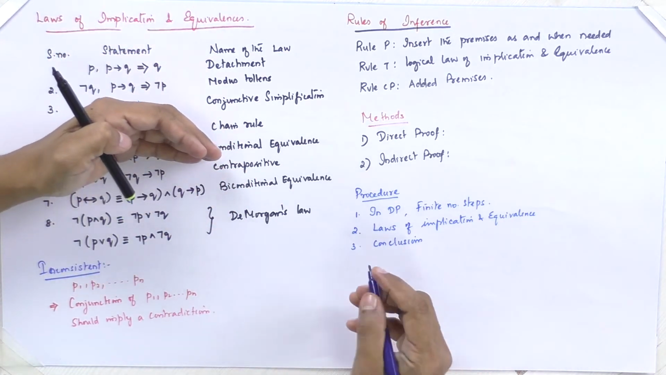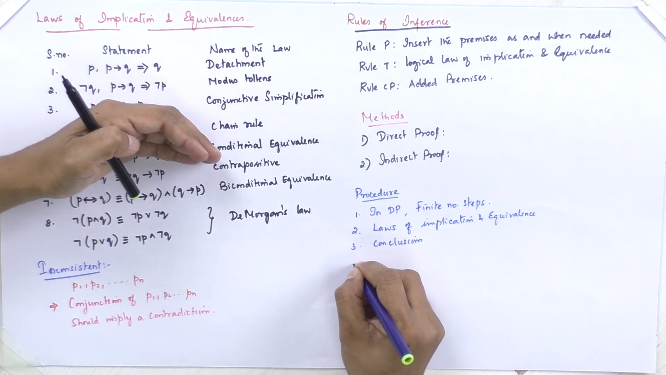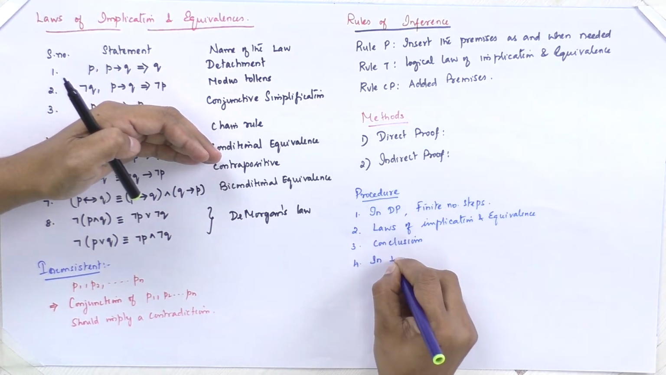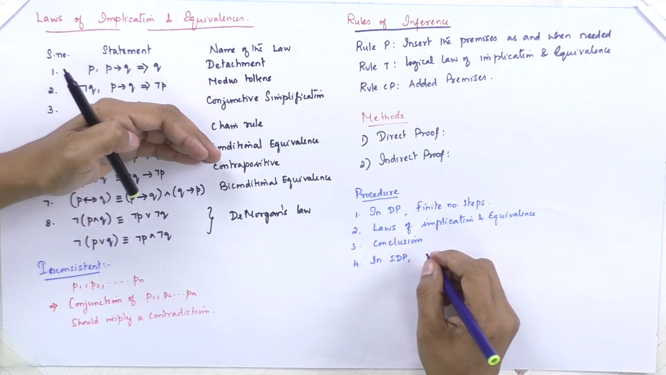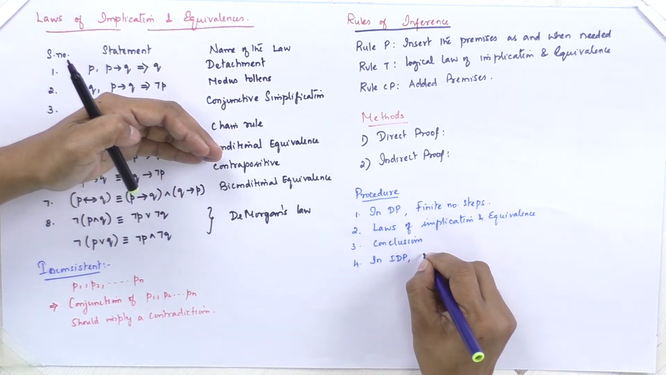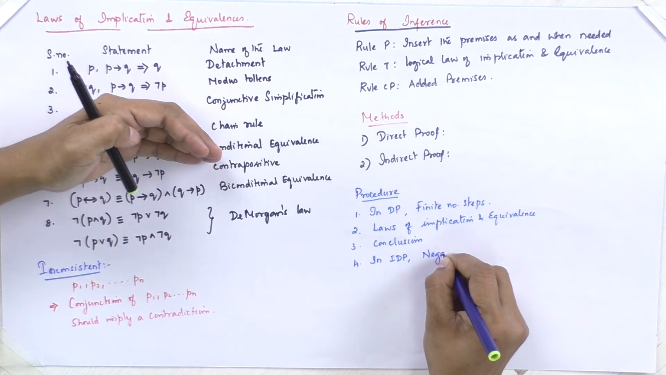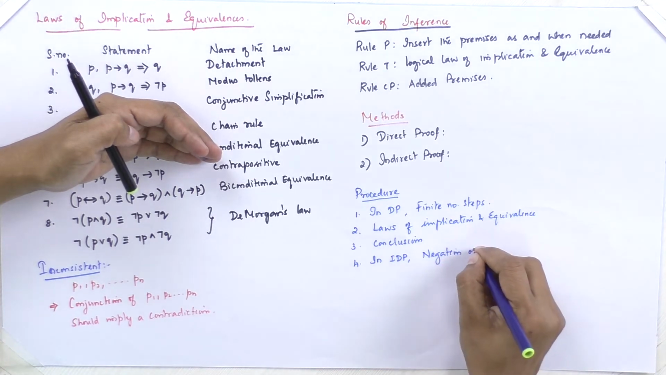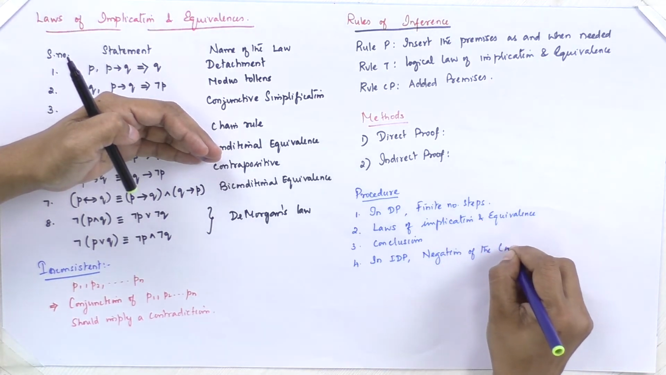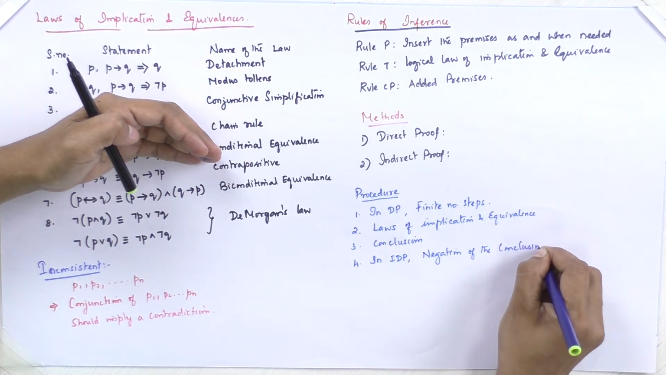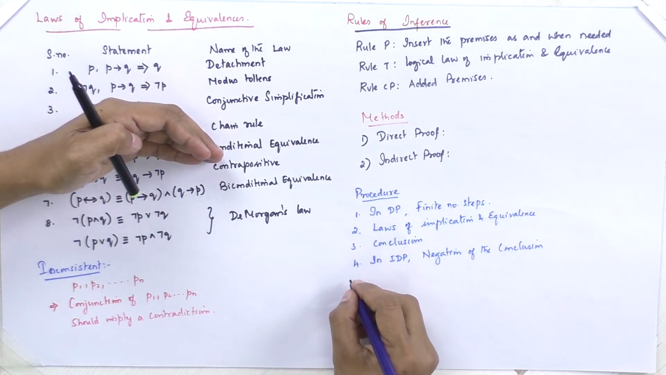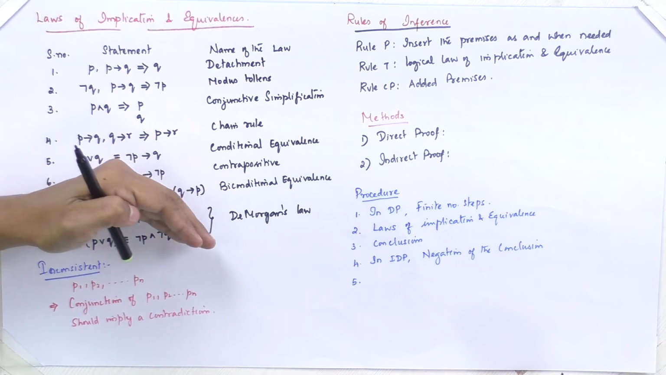So what is all about indirect proof? In indirect proof, the first and foremost step is that we will have to take the negation of the conclusion. We will have to take the negation of the conclusion as the first and foremost step. And what should we do after that?